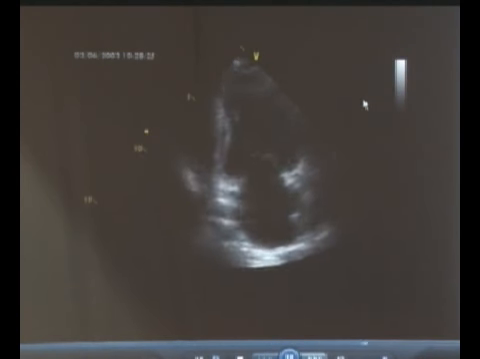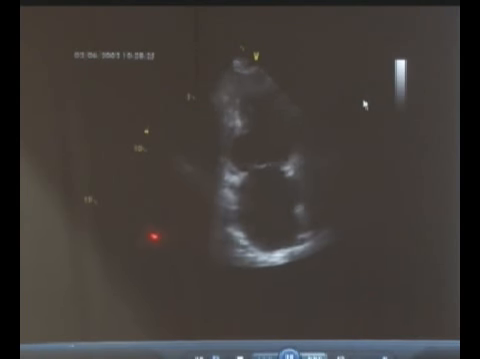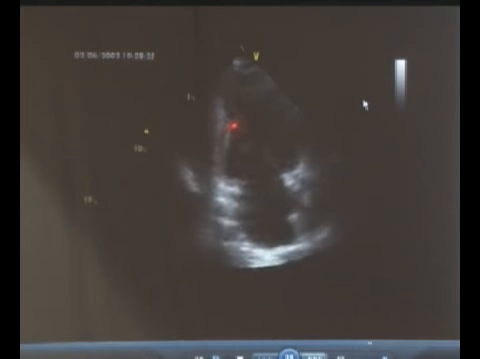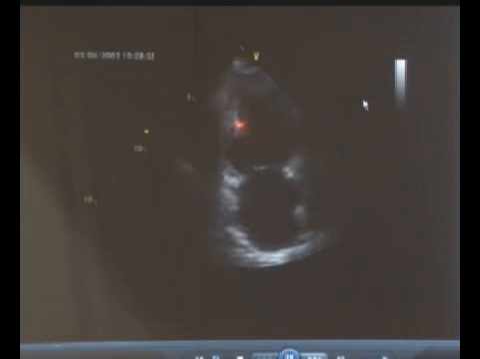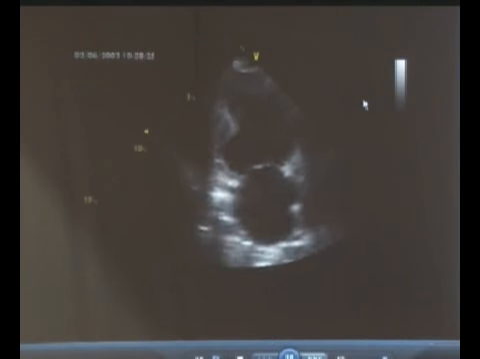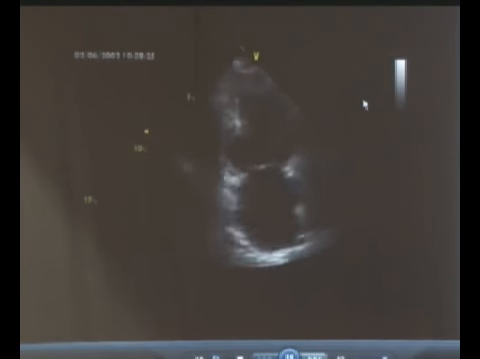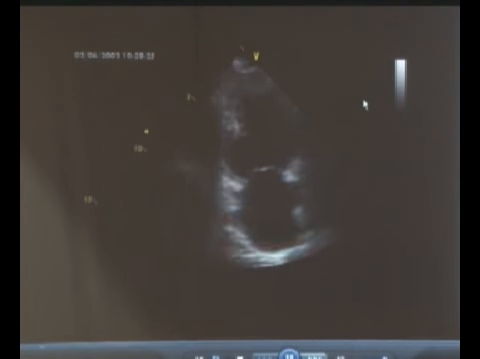Okay, now look at this basal, what segment? Basal, there is a papillary muscle over here. So, it is a two chamber view. So, basal inferior segment. What happens to the basal inferior segment? With every systole, it is going out. Dyskinetic.